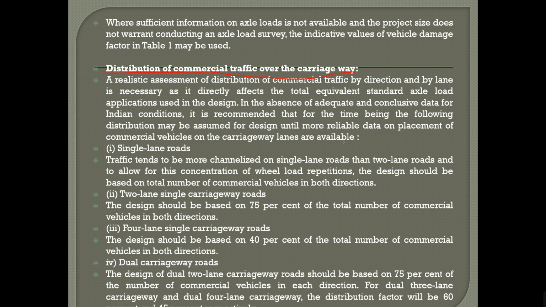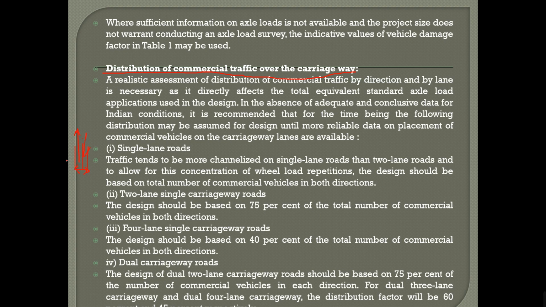As you know, there are two lane roads. Two lane roads means this is ongoing traffic and this is opposite traffic that is coming. What is the width of the two lane road? For a single lane it is 3.5 meters, then for two lane it is 7 meters.